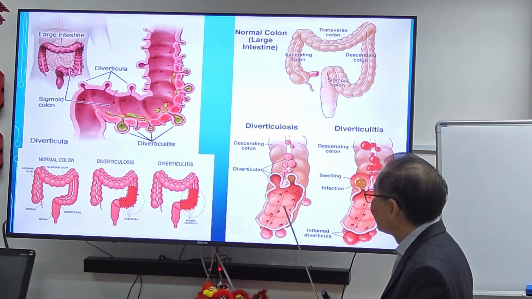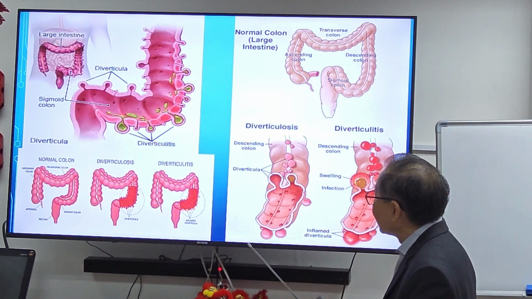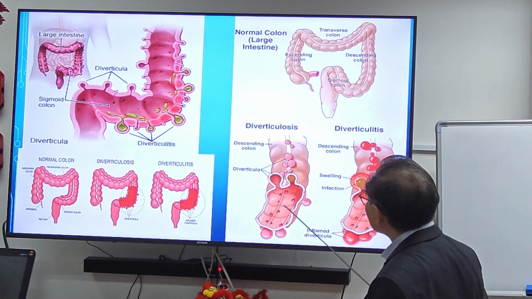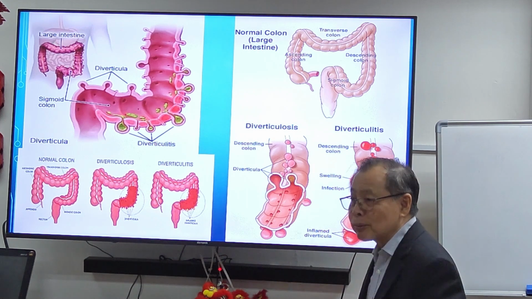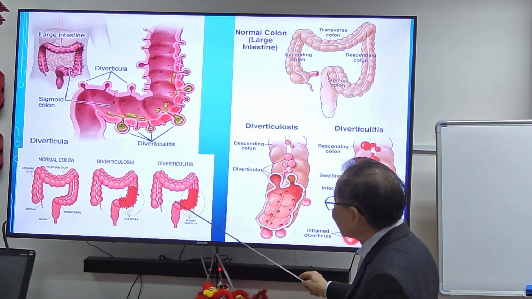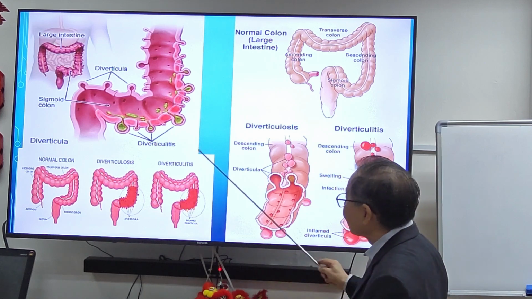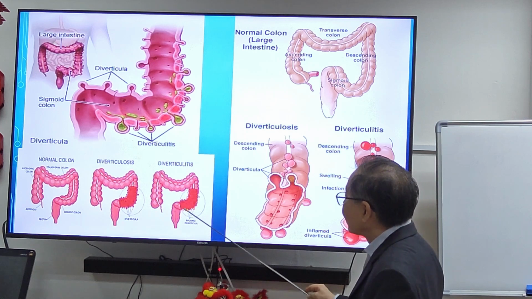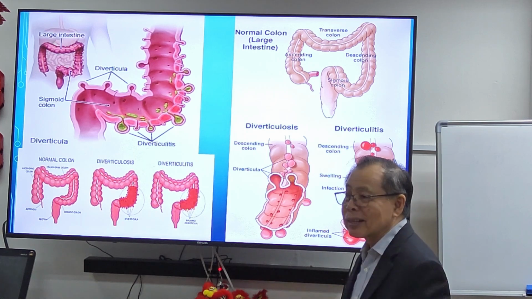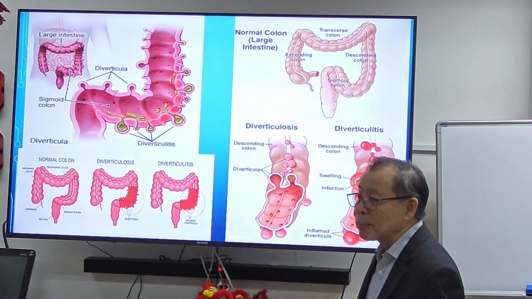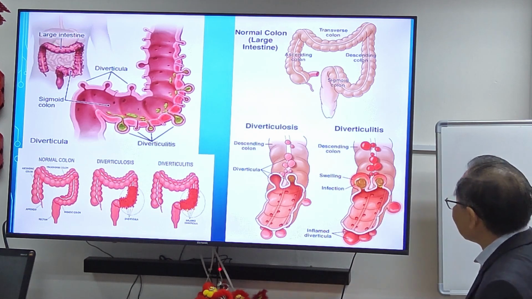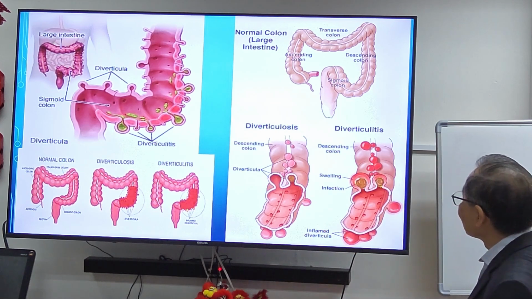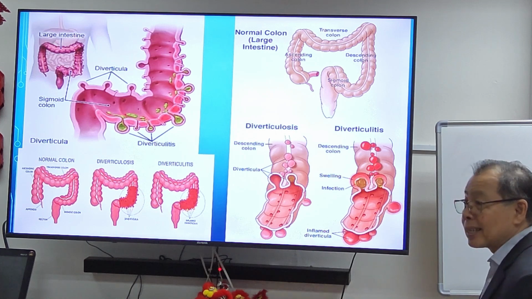And one way is, if there are too many of them in the colon and they give you too many problems, you can actually go in and remove that section of the sigmoid colon and then stitch the two ends together. So you don't have any more problems. That is, if you are in that unfortunate situation. So it can be very bad.